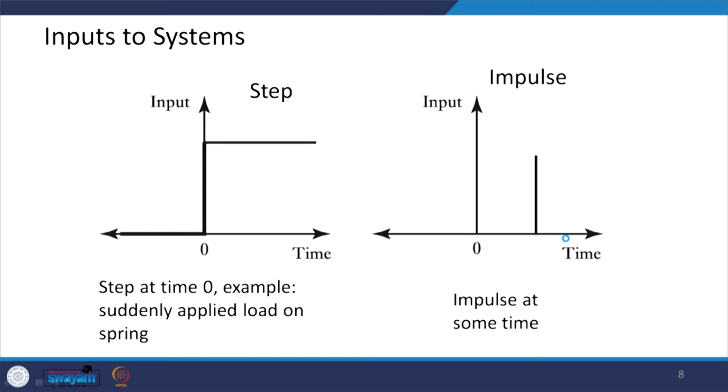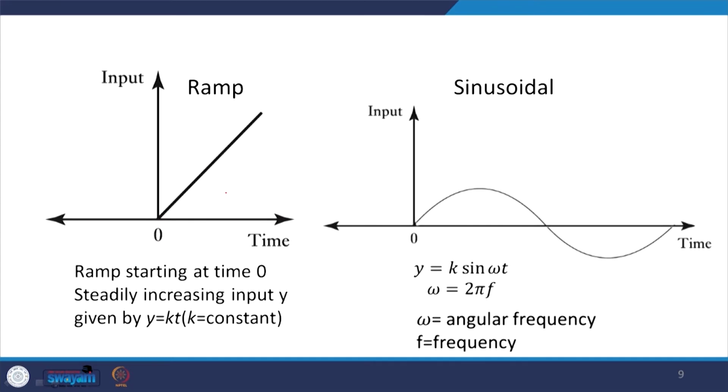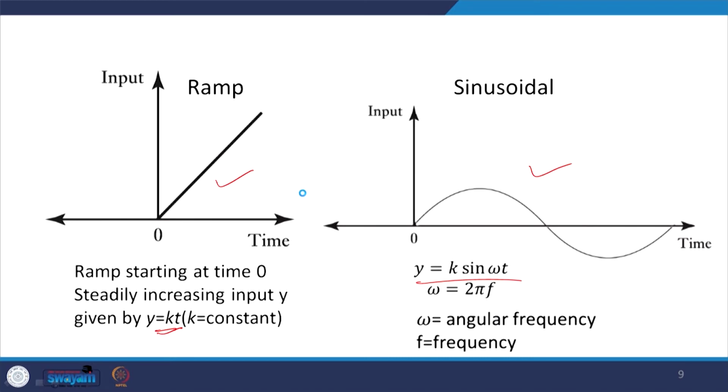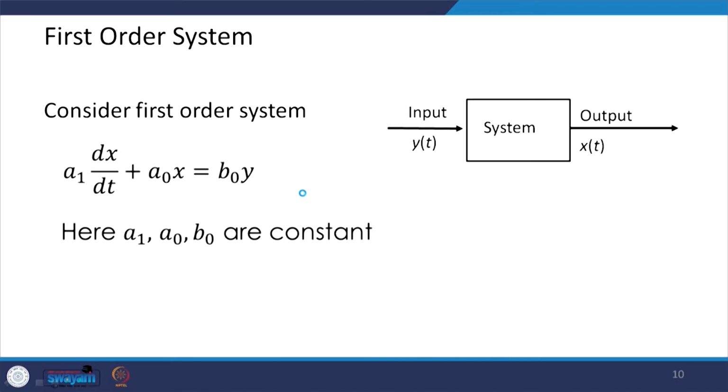Now, various types of input can be used to excite the system. It could be a step input, or it could be an impulse input, or it could be a ramp input, or the input could be a sinusoidal input. Say, ramp input is defined as y is equal to k t, sinusoidal we can define as y is equal to k sin omega t, and similarly the impulse occurs at some time, and step is having a certain value for time t greater than 0. So, these are the various types of inputs.